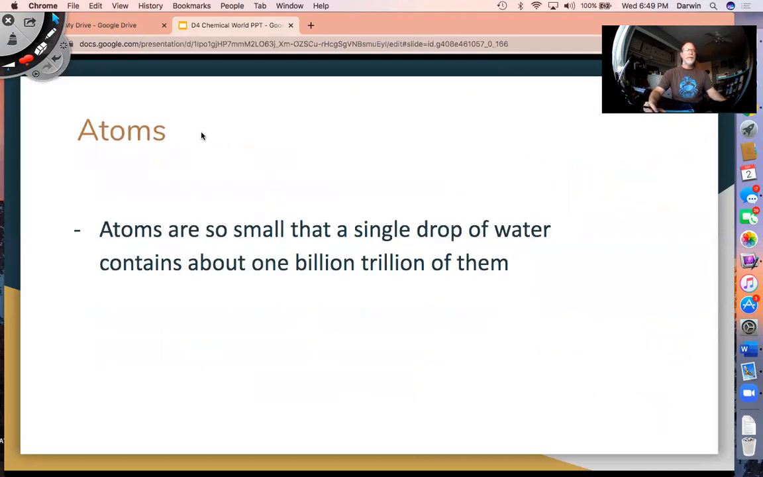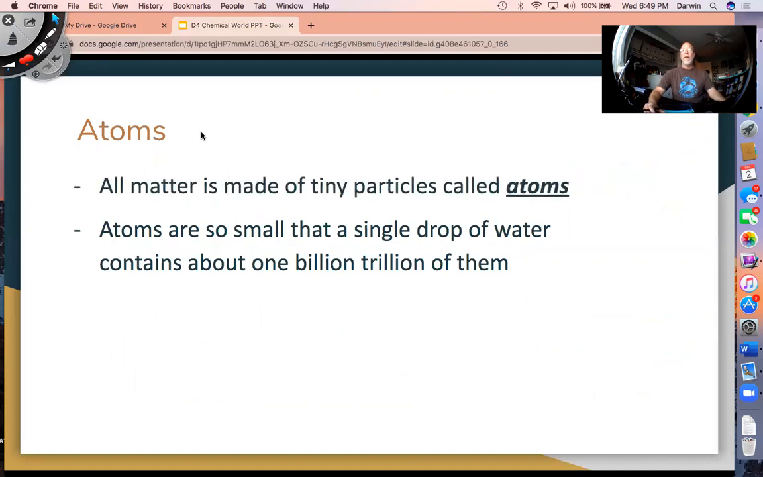So that brings us into atoms. All matter is made up of tiny particles called atoms. And those tiny particles are really small. So an atom is a word you've probably heard before.